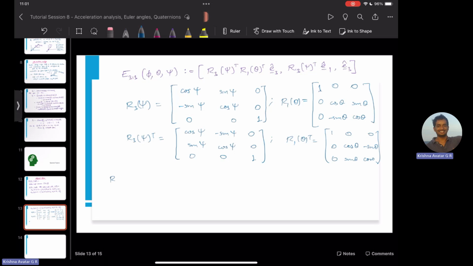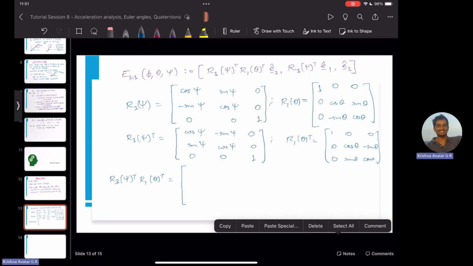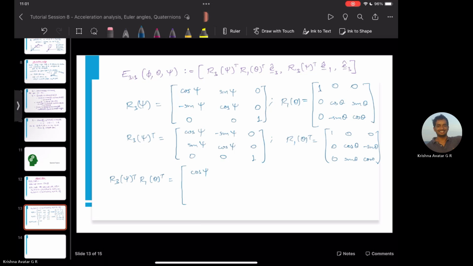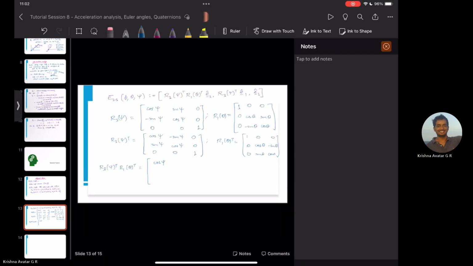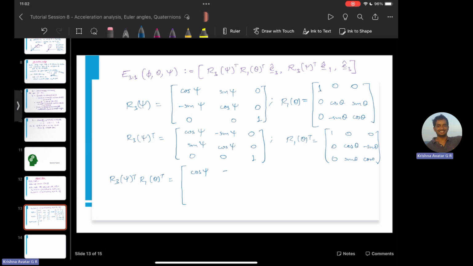And when we multiply, R3 psi transpose into R1 theta transpose is equal to, first row, first column: cosine psi. Then the second row: minus c psi, then we have minus s psi c theta, and then s theta s psi. I'll use that shorthand so that it's not very clumsy here.